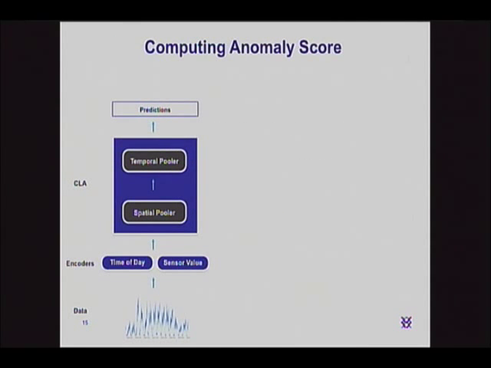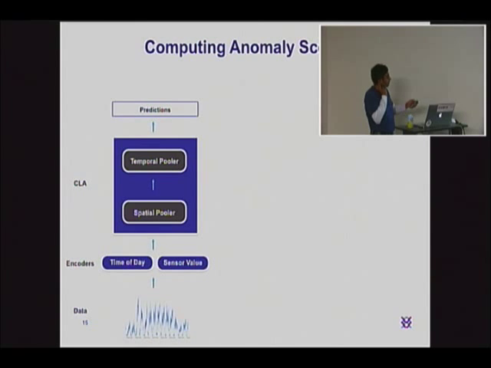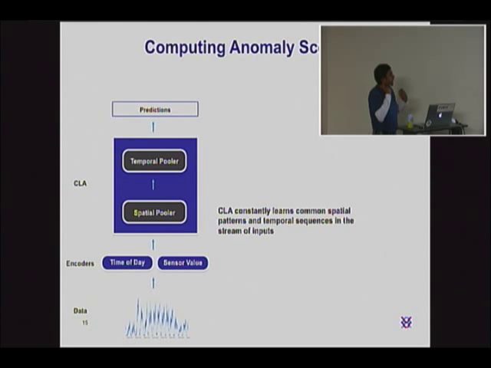So how do we actually compute the anomaly score? Here's a typical OPF model. You have your data stream coming in, and a number of encoders that take that data and convert it into ones and zeros. Scott showed you how to do that. That gets fed to a spatial pooler, then a temporal pooler, and then outputs predictions. As you know, the CLA is constantly learning common spatial patterns in the spatial pooler, and constantly learning the common temporal sequences in the stream of inputs coming in. That's done in the temporal pooler.